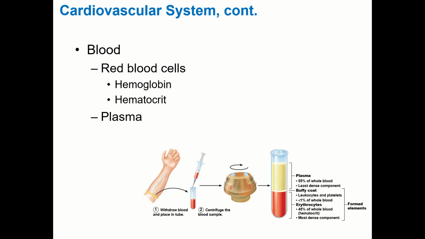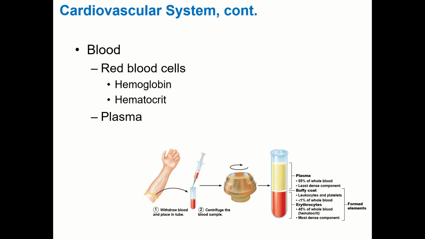Hematocrit is the proportion of blood that is comprised of red blood cells. So for example, in men, average hematocrit is 47%. And what that means is that 47% of their blood is red blood cells. Give or take 5%. So it may be as high as 53 or as low as 42, but average is somewhere around 47% for men.